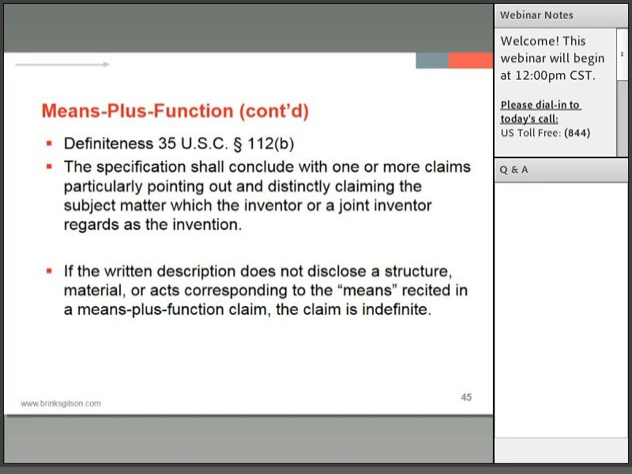So the means needs to be supported by a description of corresponding structure in the specification. So if in your claim you have fastening means, at least in your specification, you would say a screw or a nail or a bolt or something like that to have some structure in there. And then equivalents of the screw and nail and bolt would also be covered by the means language.